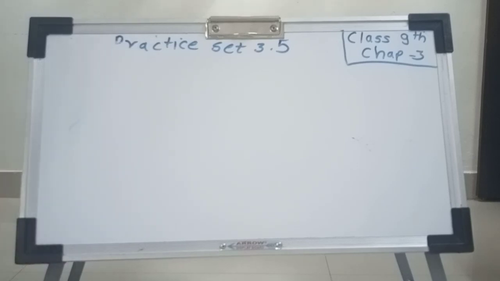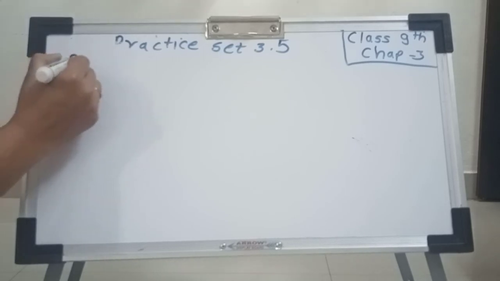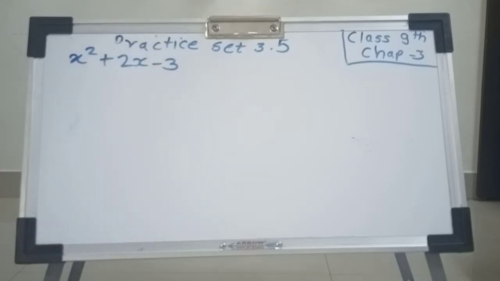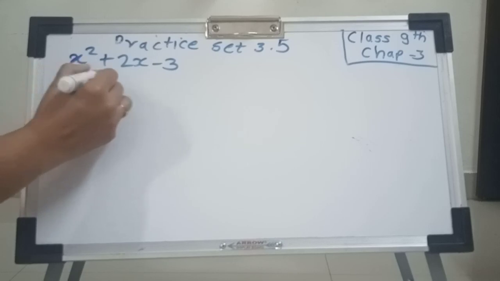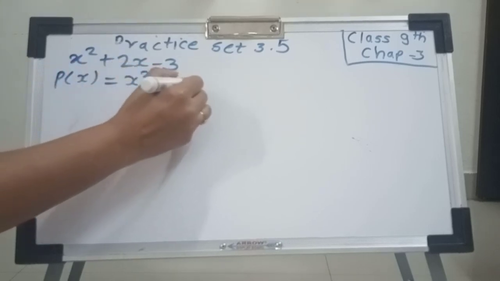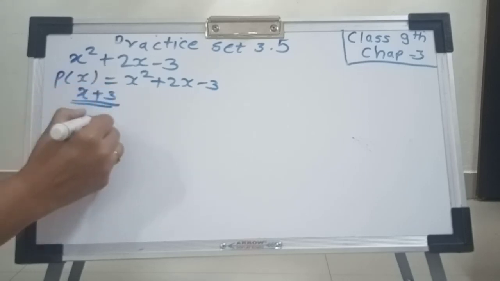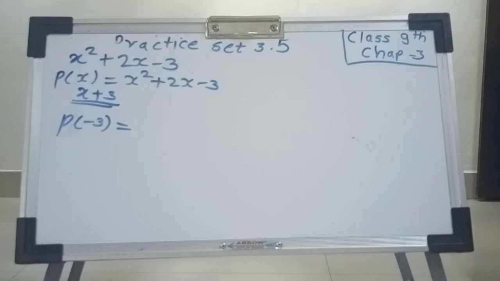Use the factor theorem to determine whether x plus 3 is a factor of x square plus 2x minus 3 or not. Our polynomial is x square plus 2x minus 3. Means we check whether x plus 3 is a factor of this polynomial or not. You can find this. Our polynomial is p of x is equal to x square plus 2x minus 3, and our divisor is x plus 3. We find p of minus 3 by using the factor theorem. To use the factor theorem, we use the remainder theorem here.